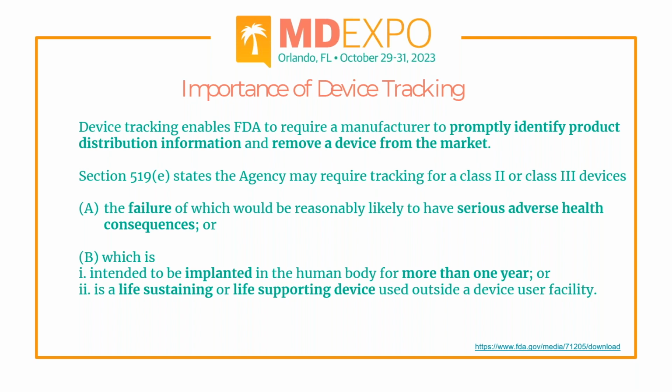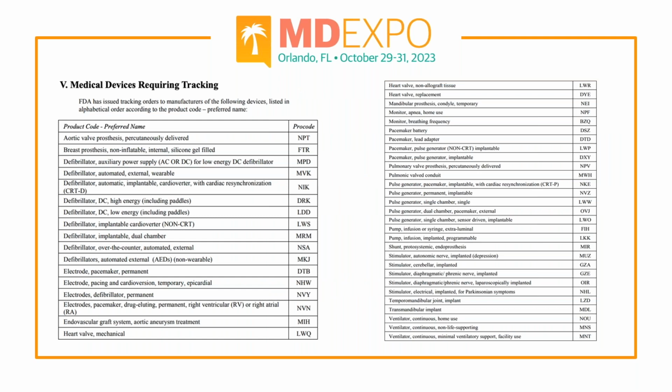The idea, as I just mentioned, is that this enables the FDA to require a manufacturer to promptly identify the product distribution information and remove the device from the market. It specifically states a device whose failure would likely cause serious adverse health consequences, and that is intended to be implanted in the human body for more than 1 year, and is life-sustaining or life-supporting, like implantable pacemakers, implantable defibrillators, heart valves, etc. And this was that list I was talking to you about.